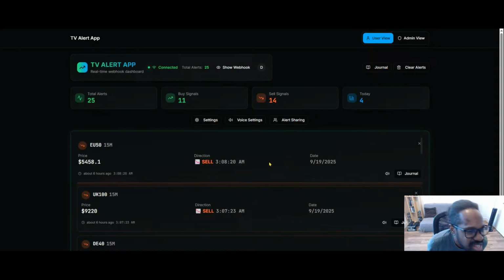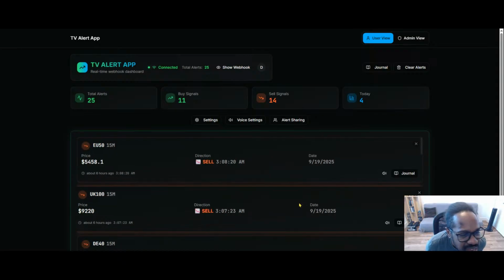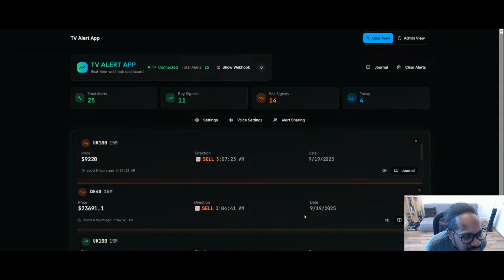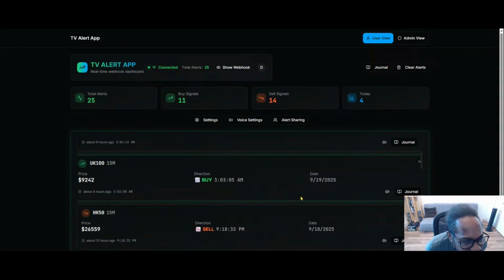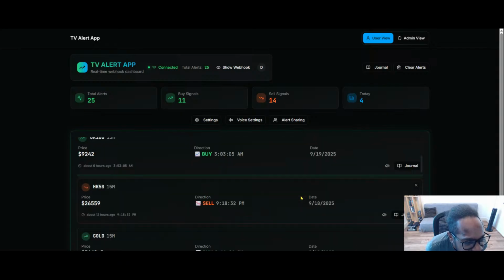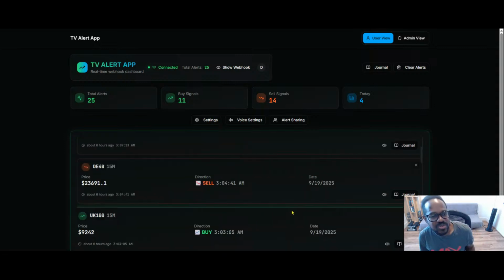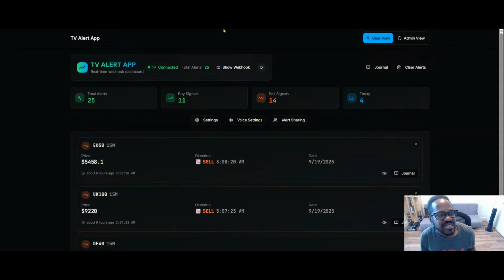The last signal that we received was a Euro 50 for a sell. We'll look at it in a few. Also we had a UK100 for a sell, and we had the German for a sell. Originally we had a UK for a buy and Hong Kong for a sell. So overall it was a bearish session for Asia and London. We're going to look at it right now, before market opens.